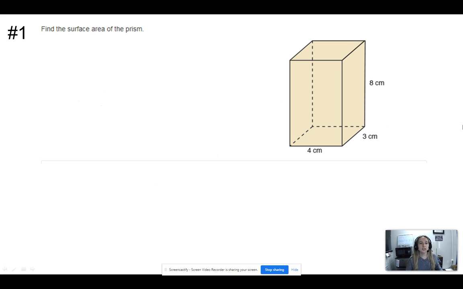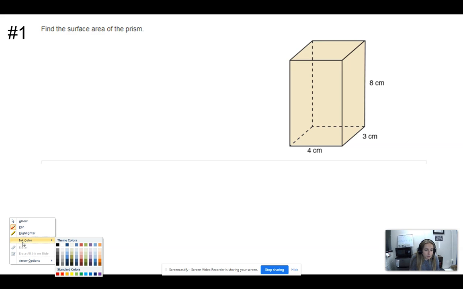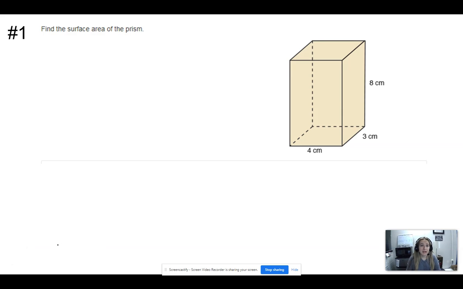Okay, so the first question is find the surface area of the prism. So go ahead and pick your answer. Okay, so what we are going to do for this problem is make sure to read each problem carefully. So this says find the surface area of the prism. So first I'm going to notice what kind of a prism this is, and I can figure that out by looking at the bases. So the bases, remember, are the shapes on the top and the bottom. I see that this is a rectangular prism.